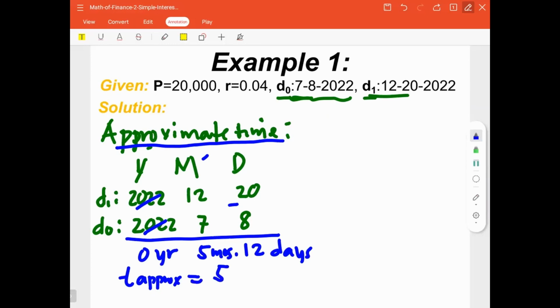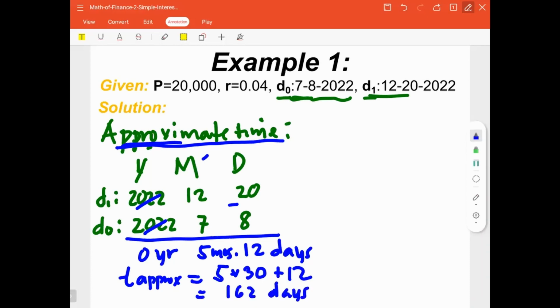Take note, we are to come up with the number of days. So, by the approximate procedure, we assume that there will be 30 days in a month. So, we'll now multiply 5 by 30, then add 12 there. So, 5 times 30 is 150 plus 12. This will become 162 days.